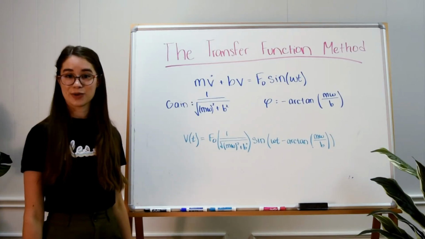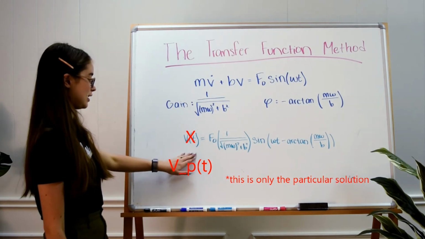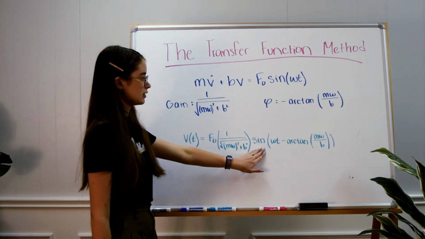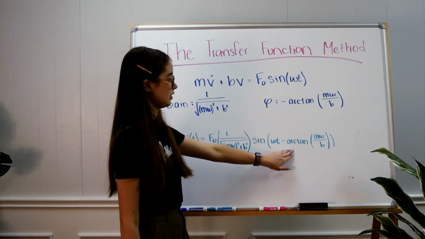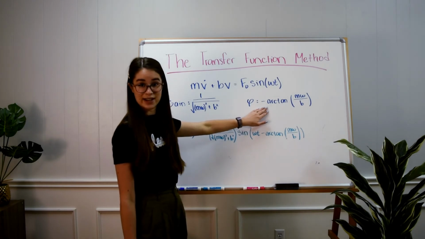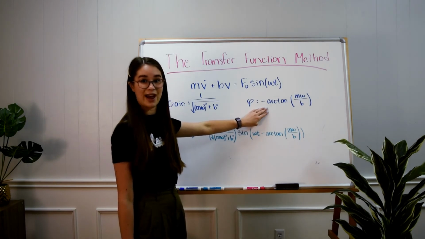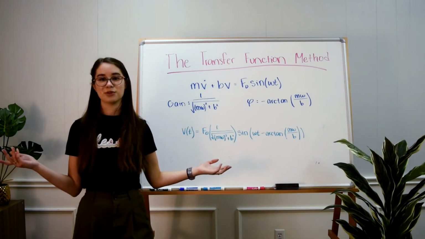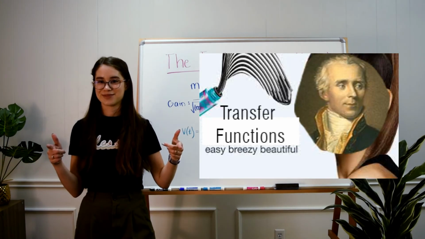So, just like in our Euler example, we find that v of t is equal to our input amplitude times our gain times cosine of our input frequency plus our phase shift. And again, the phase shift is negative in this example because the output lags behind the input. Easy, breezy, beautiful transfer functions.